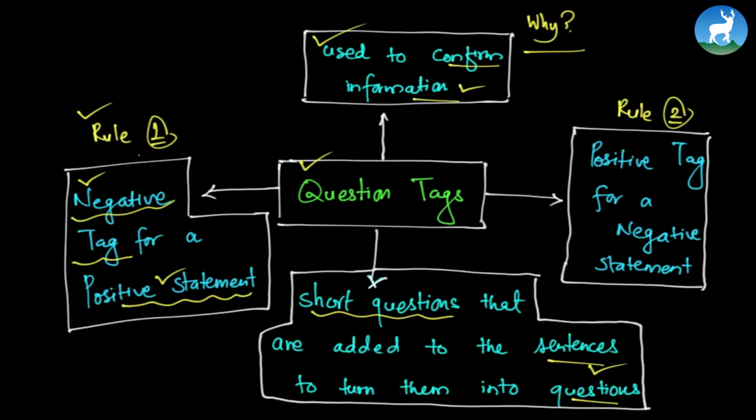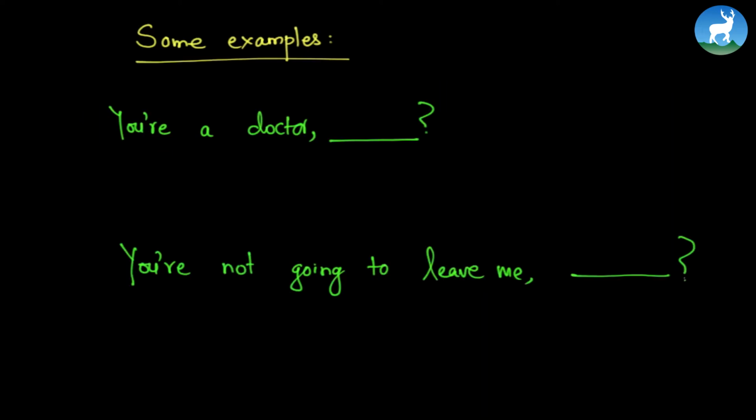If you have a statement like he is lucky, the question tag would be isn't he. Rule number 2 is positive tag for a negative statement. What that means is if you have a statement like he isn't lucky at all, your question tag would be is he. Alright, let's look at some examples and you'll be clear.